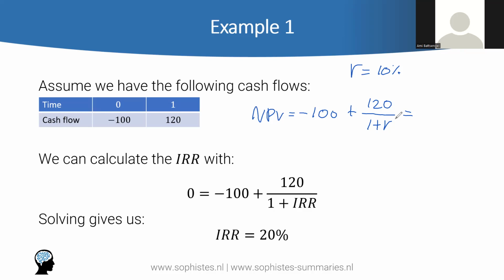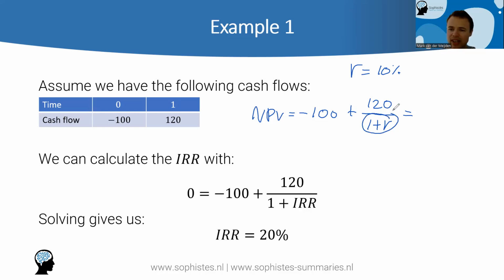Positive. Yes. Good. If the R would be 20%, I would get 0. But if the R is smaller than that, I get a positive outcome, right? What if the R is 30%? Then I'm dividing by a really big number. So then this outcome is really small. And then because of this minus 100, the NPV would be negative.